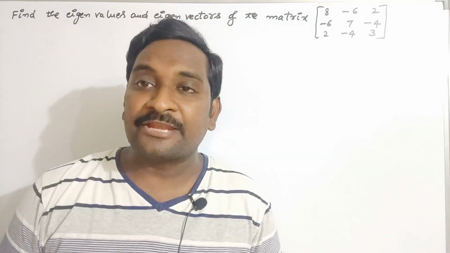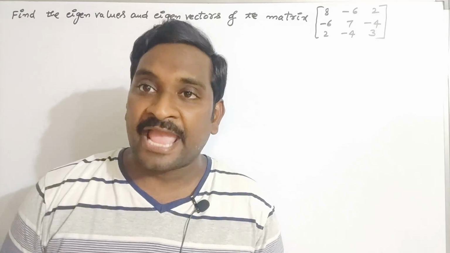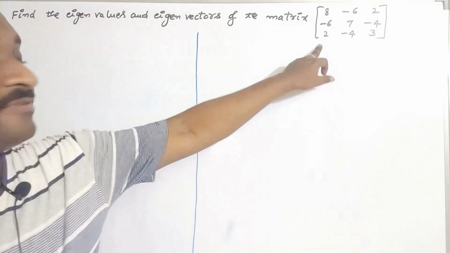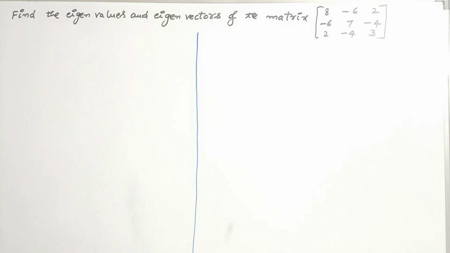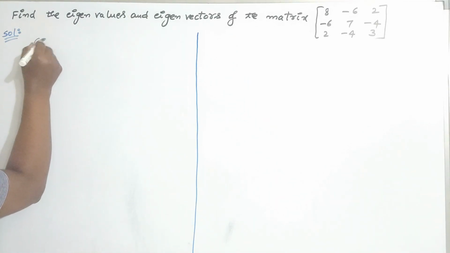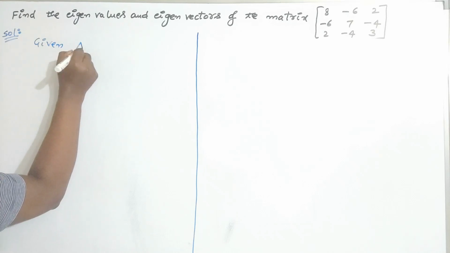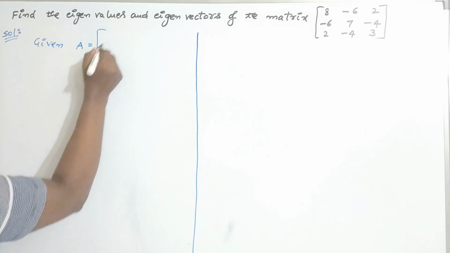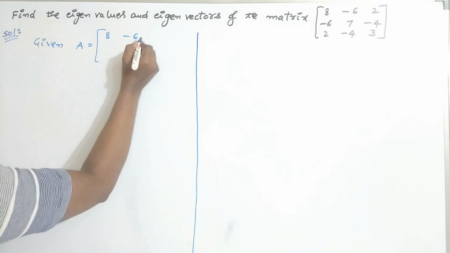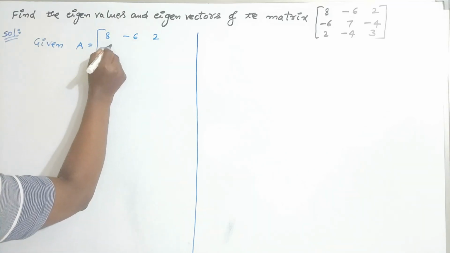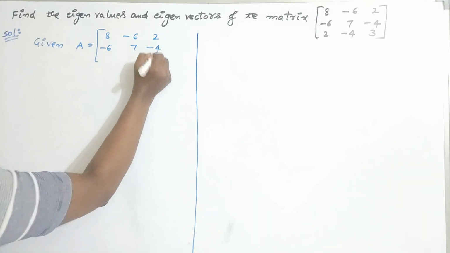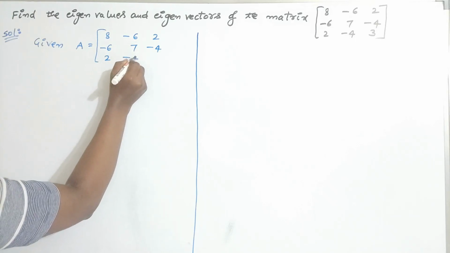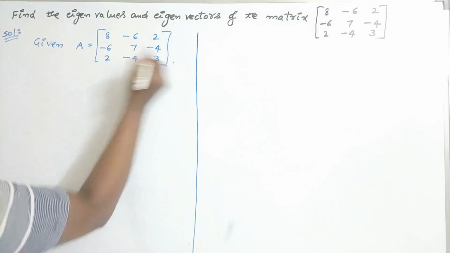In this video, I would like to explain another example on finding eigenvalues and eigenvectors for this given matrix. See the solution. First of all, let us represent the given matrix with capital A. Given that A is equal to [8, -6, 2; -6, 7, -4; 2, -4, 3]. This is the given matrix.